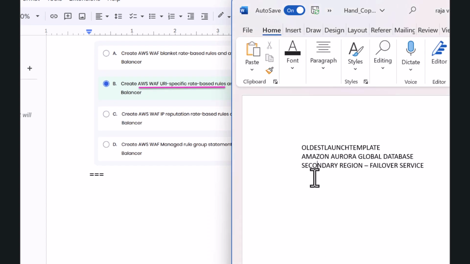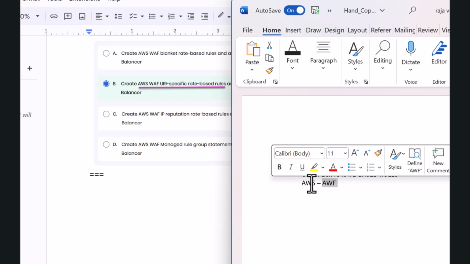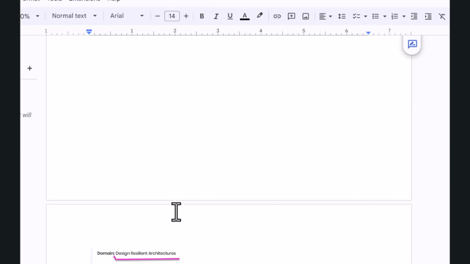Again, what is that? AWS WAF, URI specific rate based rules. The first one was oldest launch template. The second one is Amazon Aurora global database. The third one is AWS WAF and URI specific rate based rules.